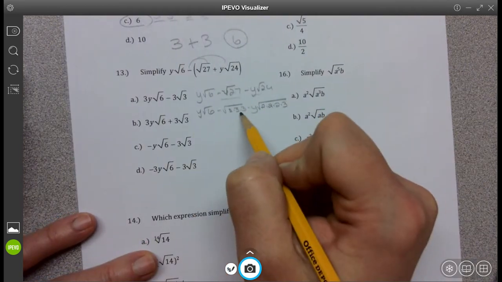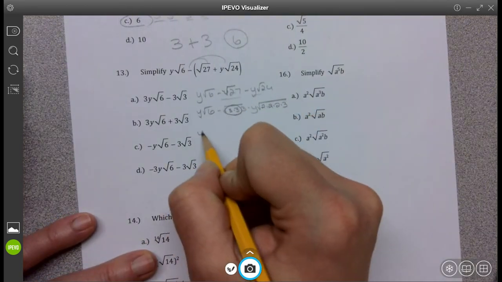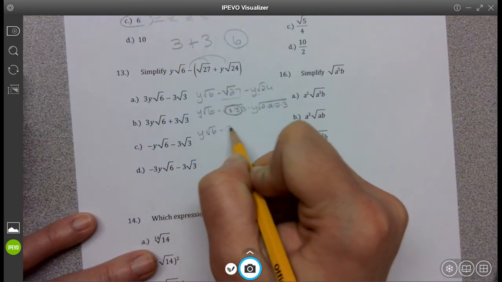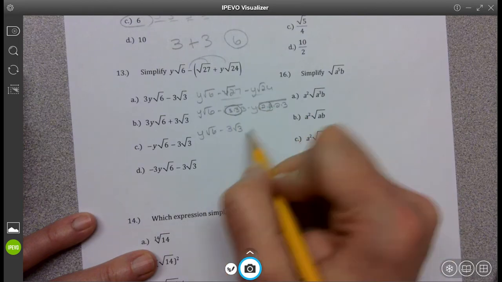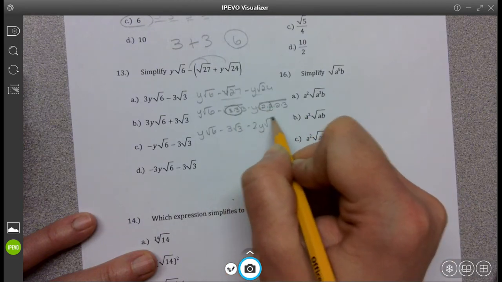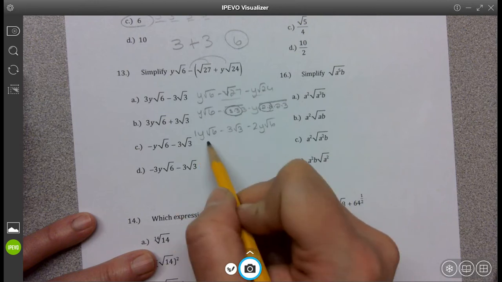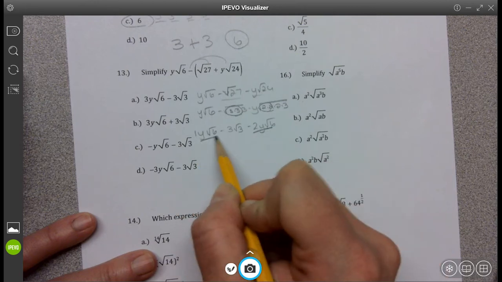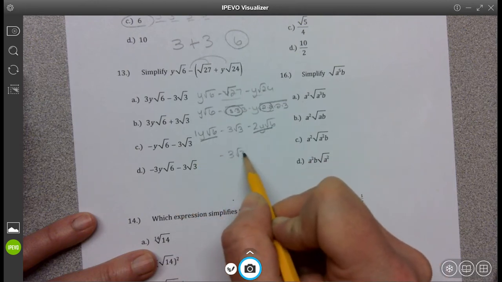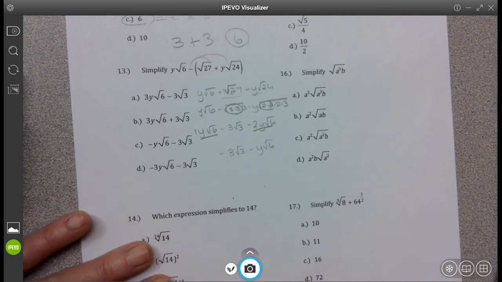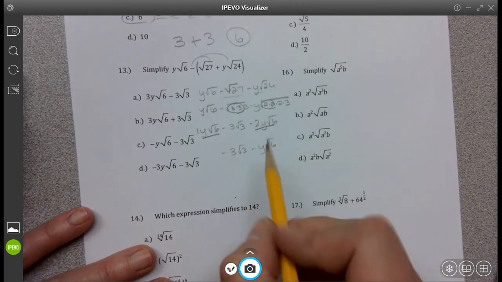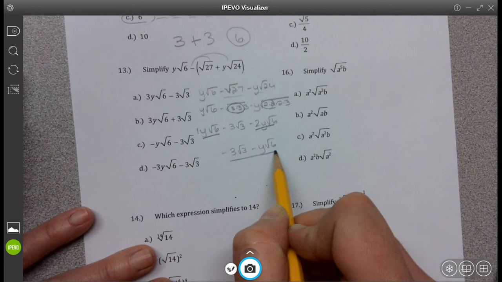This is just checking your answers. When you take a 3 out, you're left with 3 root 3. You're going to take a 2 out, you're minus 2 fourth root 6. So 1 fourth root 6, negative 2 fourth root 6 gives you negative 1 root 6. Negative 1 root 6. And this is the answer.